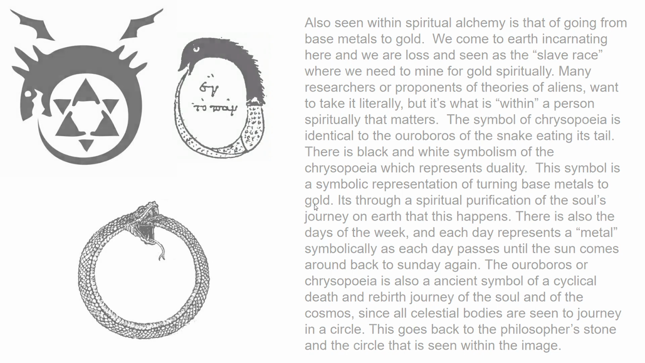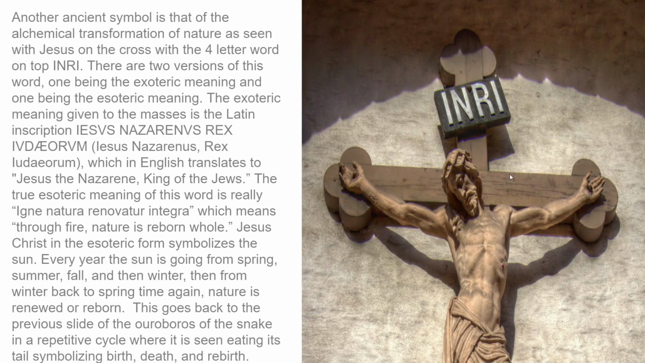Alright, next slide. Alright, here's a good one. Another ancient symbol is that of the alchemical transformation of nature. And this can also happen within man, a spiritual alchemical transformation within man. Another ancient symbol is that of the alchemical transformation of nature as seen with Jesus on the cross with the 4-letter word on top, I-N-R-I.